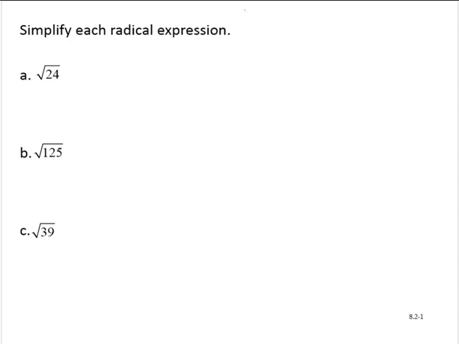Instead, what we're going to do is use a property of radicals. That's called the product property of radicals. And what it says is the square root of a times b is equal to the square root of a times the square root of b. Now, the square root of 24 is not simplified because 24 has a perfect square factor.